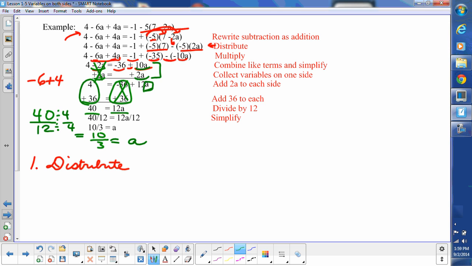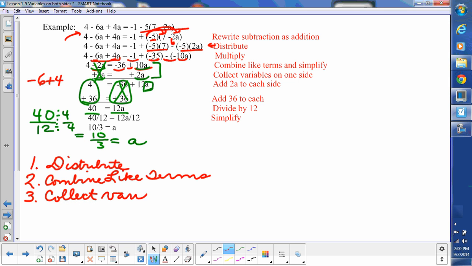Step 1, we distribute it. After we distribute it, we combine like terms. After we combine like terms, we collect our variables. Again, you'll want to make an index card or put this in your notes or something. After our variables are on one side, we'll undo addition and subtraction.